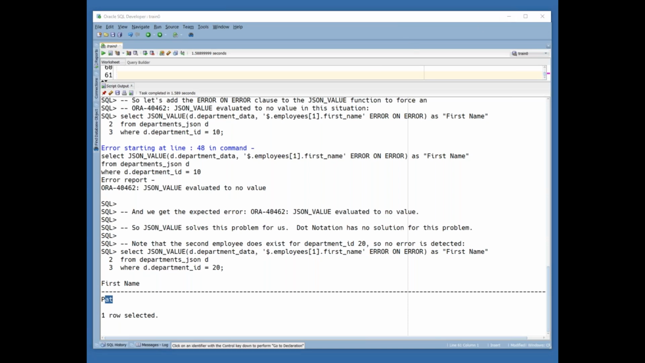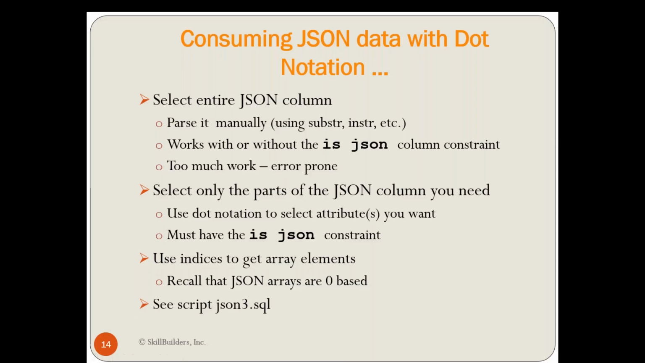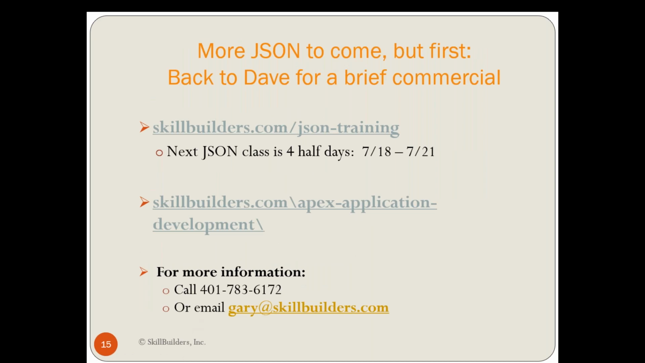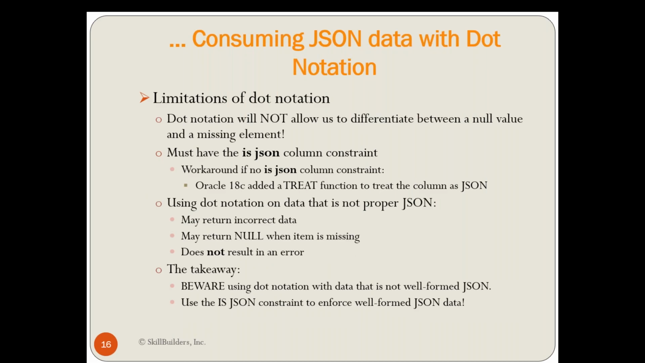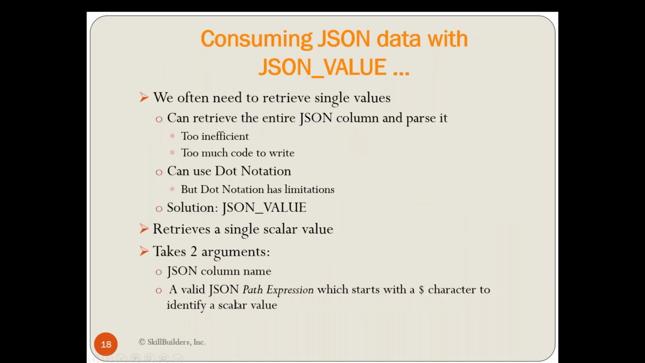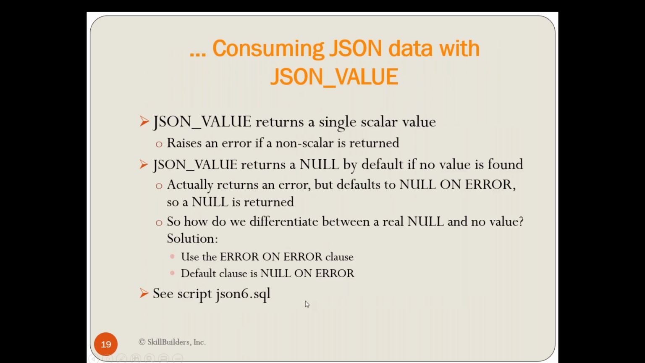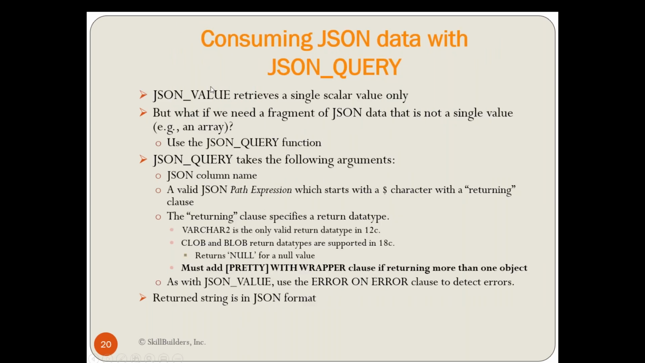Okay, let's go back to our presentation again here. That was our path expression script, JSON6.sql. Now let's look at JSON query. JSON value retrieved a single scalar value. If you want a string back with part of the JSON document, if you want a whole string, then you're going to use JSON query instead of JSON value.